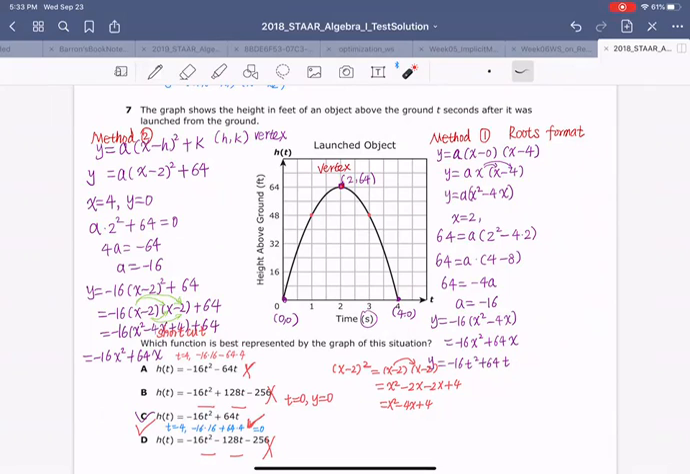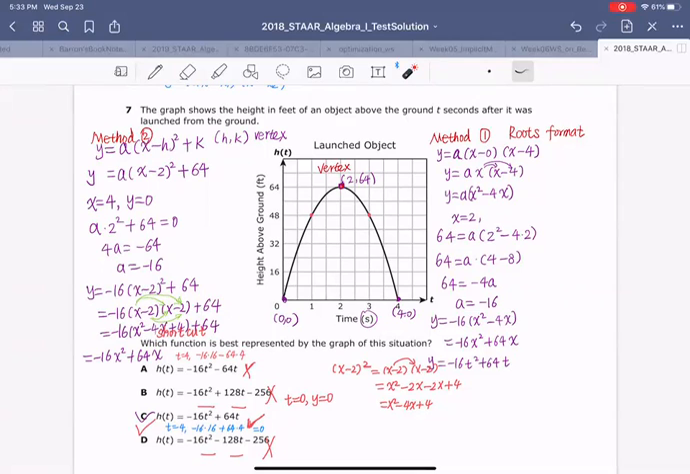Yes. Plugged in x equals 2 and then y equals 64 because the vertex, you plugged in the vertex, and then you solve. And then after you solve for A, you went back to the original equation. Right. Yeah, plugged in A, and then you just had to simplify. Very good. Very good summary.